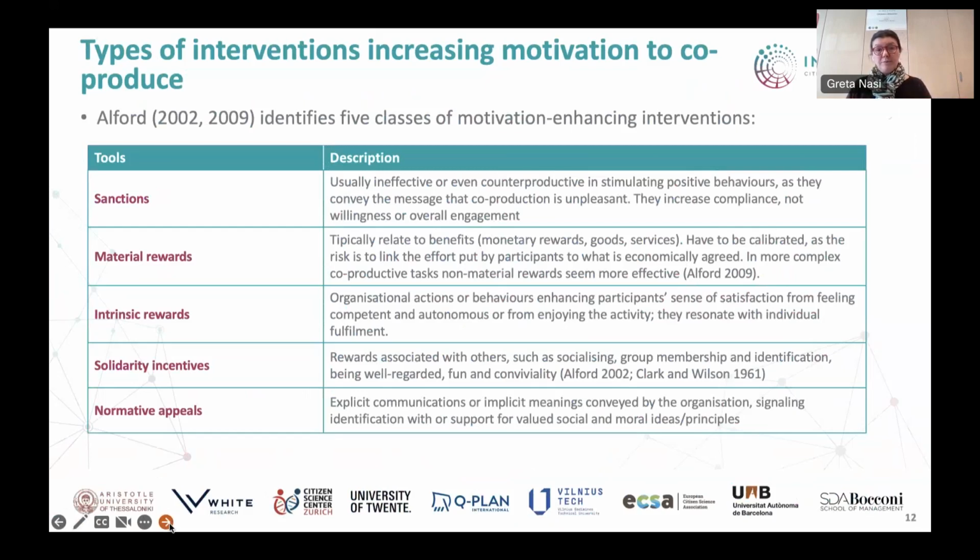Eventually, there are two other types of tools: solidarity incentives, meaning the opportunity of being rewarded by taking part in a community of practice, if you wish, socializing, being part of a group of people that may be representing the community and also well regarded. And then there's the last type of tool, which is normative appeals, which is about explicit and implicit communication about what is considered to be relevant and valuable in a given community at a given time.